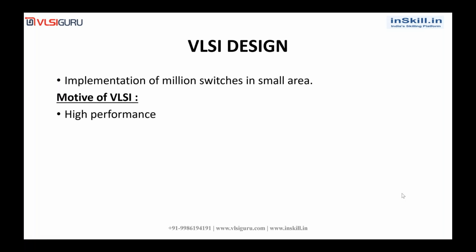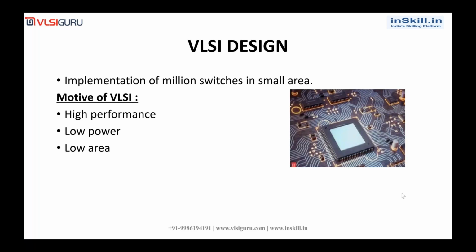The first thing is high performance. The second thing is low power. We need to go for low power design in order to achieve longer battery life. And then low area. If the chip size is less, our product size will also be less. That is why we go for low area. And this is how our chip will look after manufacturing.